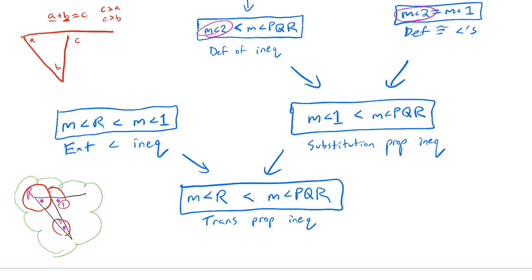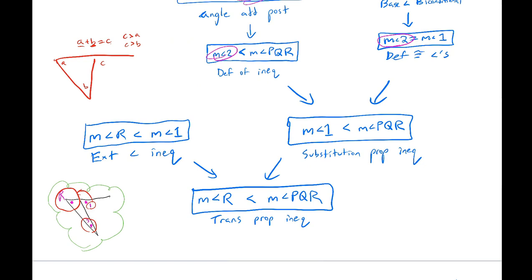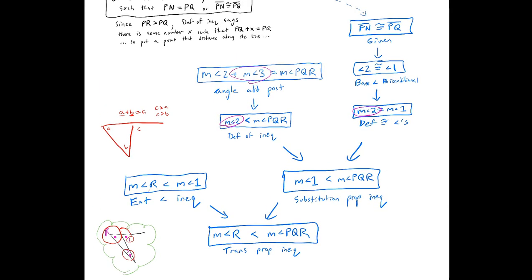Then we just chained those together. Angle R is less than angle 1, and angle 1 is less than PQR. Putting them together by the transitive property, the measure of angle R is less than PQR. So is that proof going to be super useful for you?